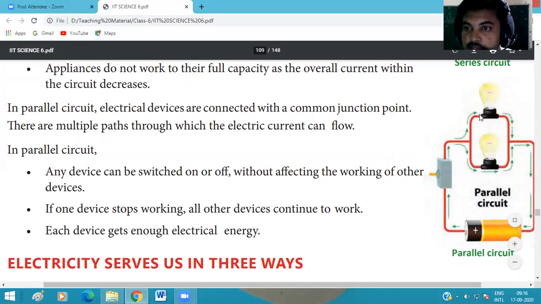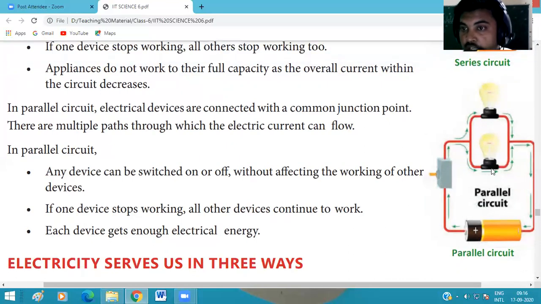Okay, so these two bulbs are connected in parallel. Parallel means at equal potential difference. The current moves from this point and reaches both bulbs at the same time and in equal amount. So both bulbs glow and release the same light.